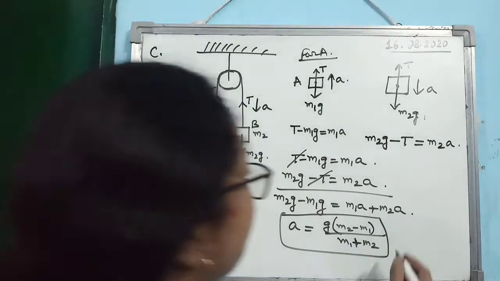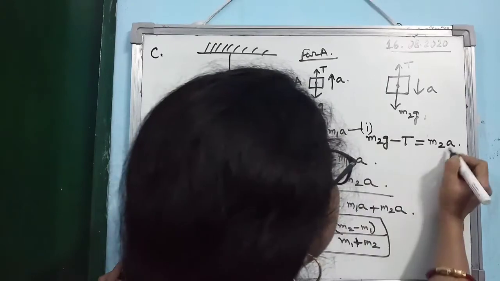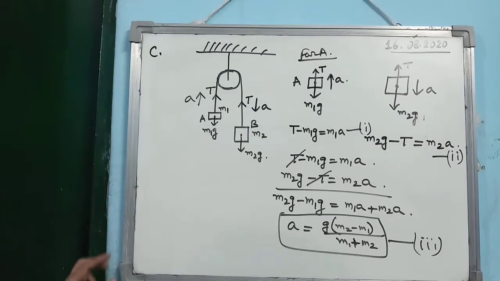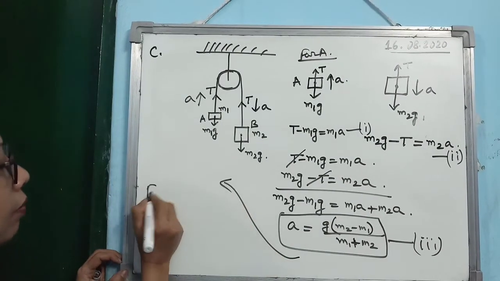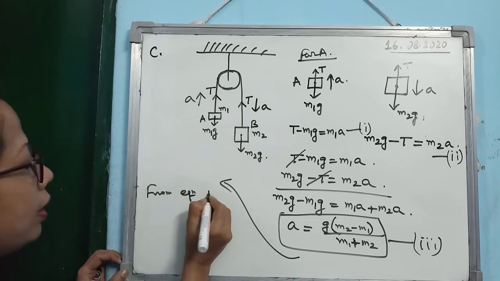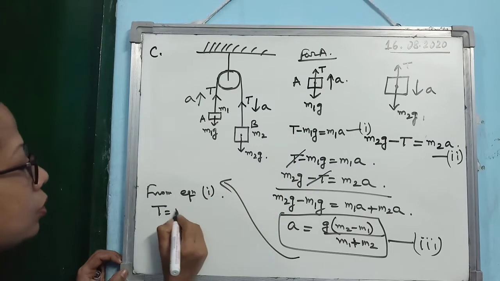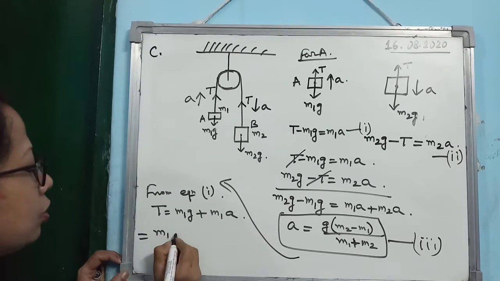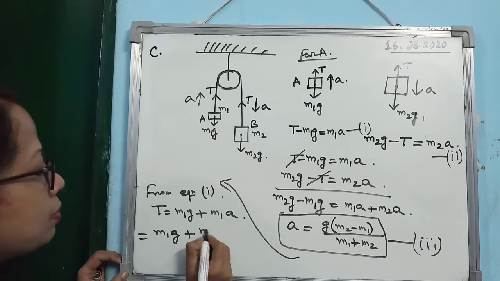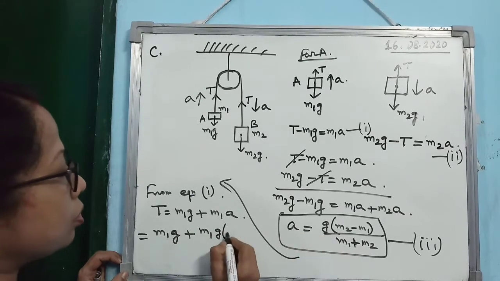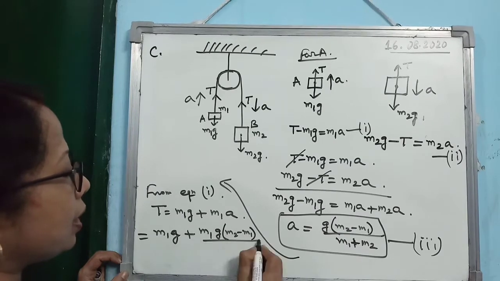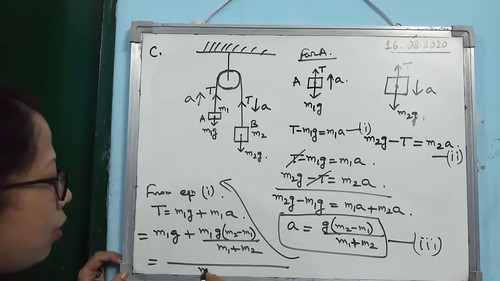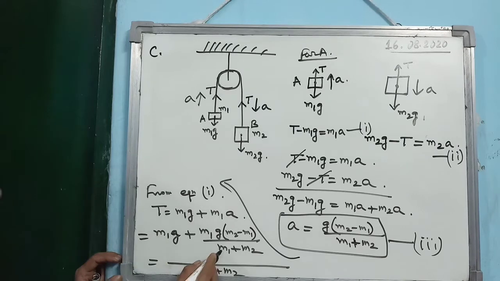Is that clear? So, if you consider this as equation 1, this as equation 2, this one as equation 3. Now, from equation 1, again here I am writing, from equation 1, what can you write? T is equal to M1G plus M1A. Alright, now you substitute A. A is how much? G into M2 minus M1 divided by M1 plus M2. Now you simplify it. So down it is M1 plus M2. Then you see what it is coming?